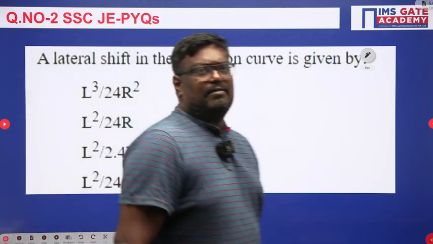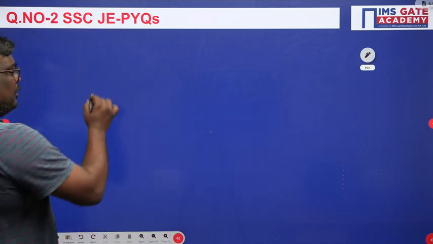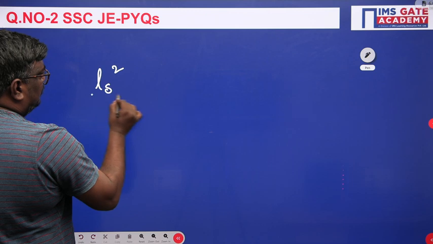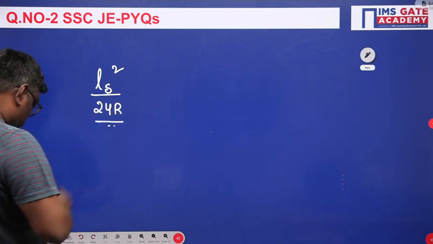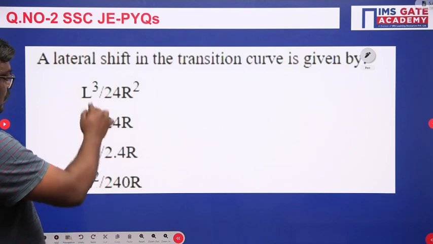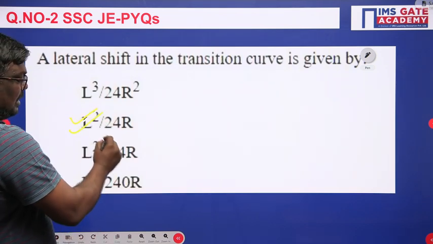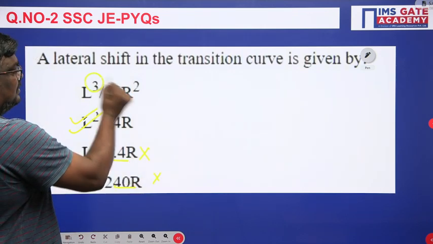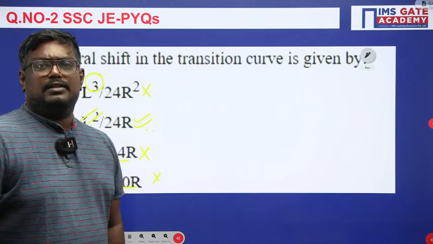Now see students, they have asked what the lateral shift in the transition curve is. It is a direct formula, my dear students. The lateral shift of the transition curve is given as Ls square upon 24R. So if you see the options, we have the second option, Ls square by 24R. In other options there is 2.4 and 240, and here L cube is there. So option 2 is the right answer. I hope you are clear with this solution.